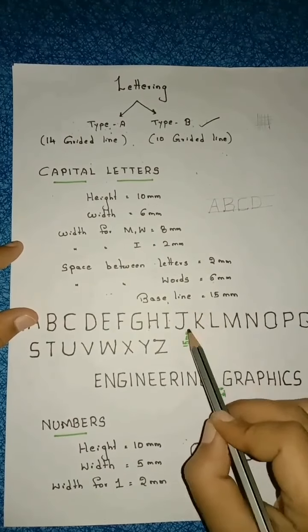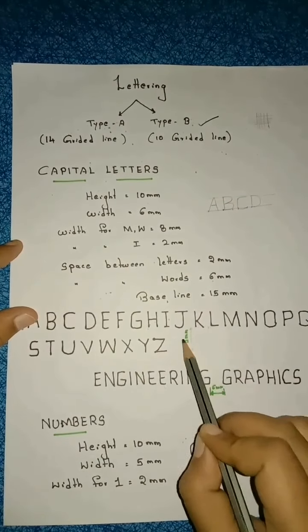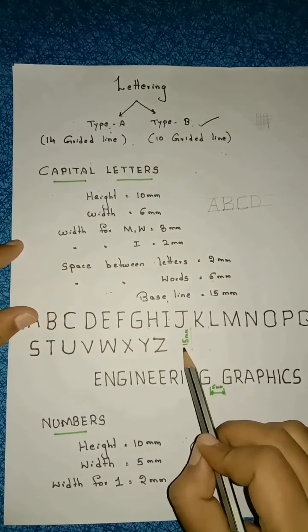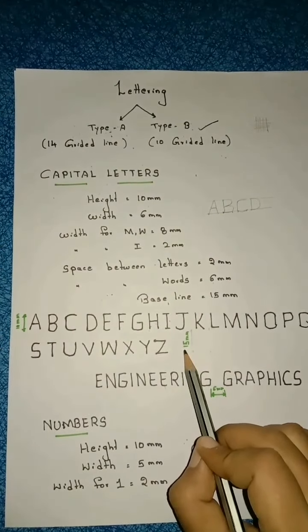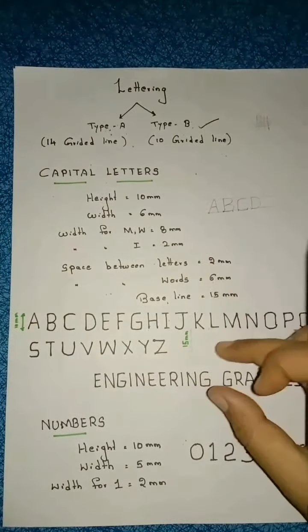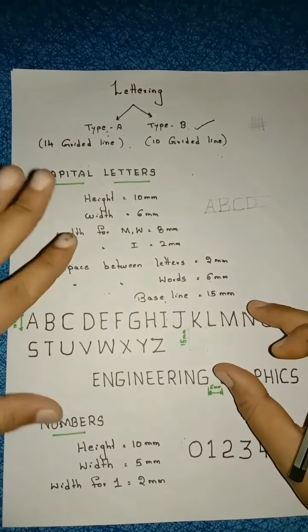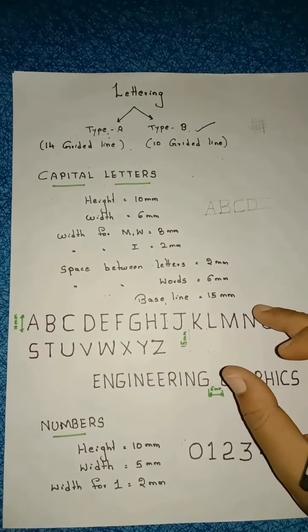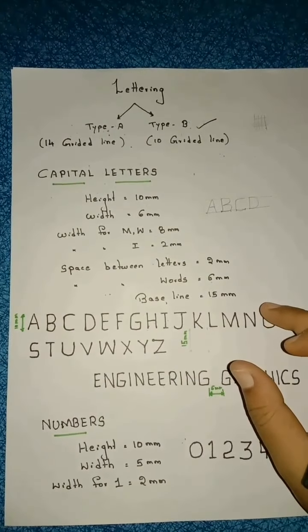See, this is one line, this is the baseline. This is one line, this is the baseline. From here to here distance between here is 15 mm. Right? That is baseline. So please follow all these rules to write capital letters in engineering graphics.